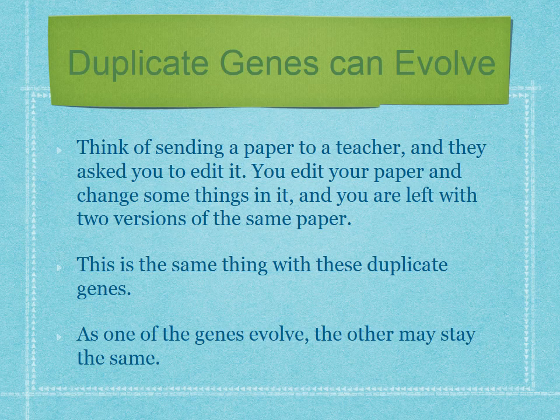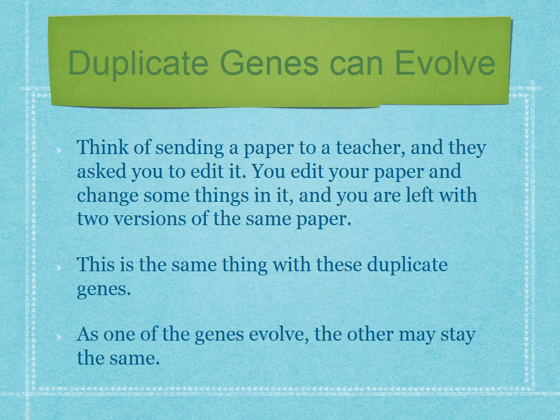And then a good way to think of how duplicate genes can evolve is, let's say I ask you to write a paper. So you email me your paper, I look over it, and I say, this is pretty good, but I want you to go through and change some things. I want you to add some things. I want you to go back and use spell check, use better grammar, whatever it may be. I ask you to edit your paper. So you edit it and you send it back to me, and you have two different versions of the same paper. The general information is still going to be the same, but you have slightly changed it.